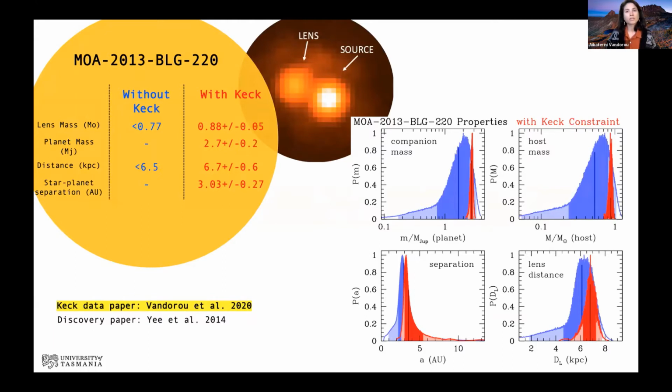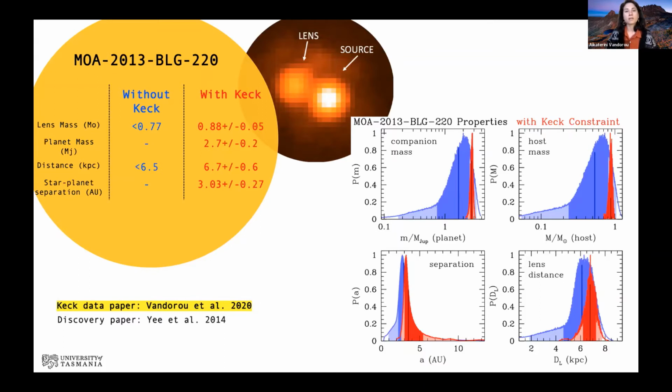We resolved the source and the lens with Keck's NIRC2 adaptive optics system and managed to get a magnitude for the lens star. So these histograms here are distributions for the Bayesian posterior probability of the lens star and planet's mass, distance and separation using properties from both the original light curve model without Keck constraints in blue and with Keck constraints in red, so you can really see the difference.